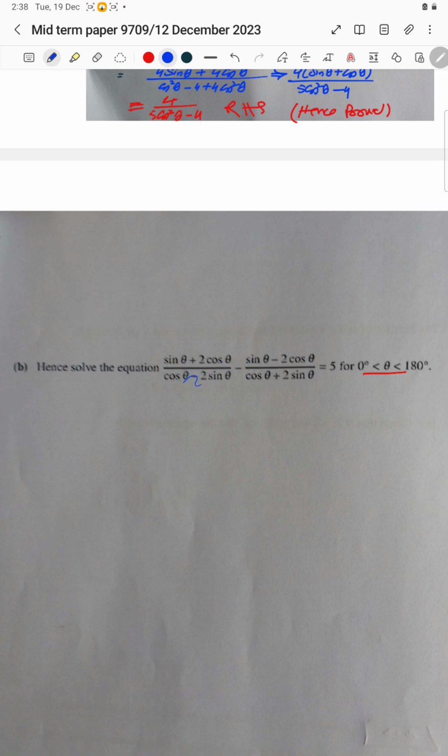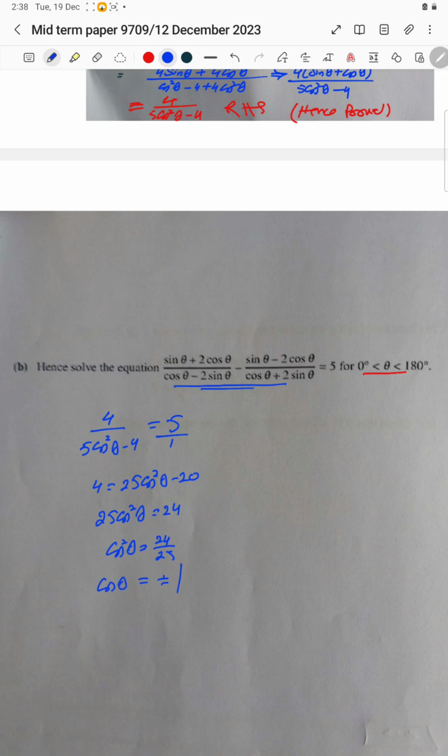In part A, as we have proved, this whole result equals 4 over 5 cos square theta minus 4, and that is equal to 5. So we'll simplify it. We'll get 4 is equal to 25 cos square theta minus 20. So 25 cos square theta is going to be 24. Cos square theta is 24 by 25. So cos theta will be plus or minus square root of 24 by 25.